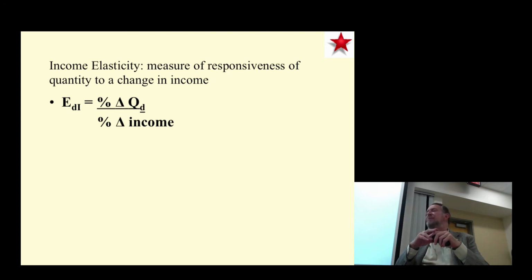For normal goods, it would be a positive relationship. For normal goods, when income goes up, you buy more. So the sign of the relationship would be positive.